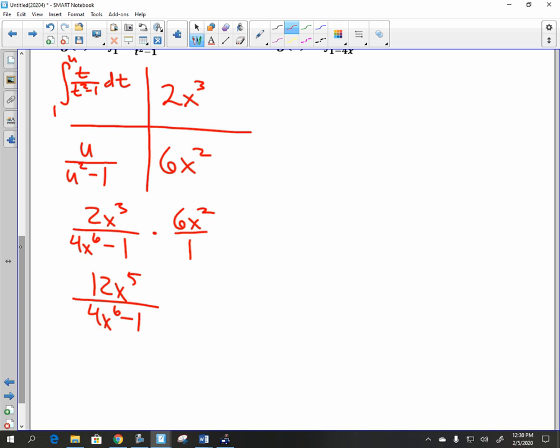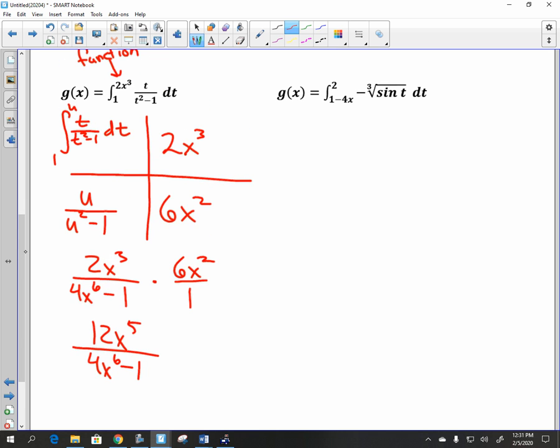We'll do one more, and then you have a half an hour to work on your assignment from yesterday. All right, let's see if you notice. What's the first thing you notice? Okay, the bottom, so they need to switch, don't they? So I switch that, and I get integral 2 to 1 minus 4x of cubed root of sine of t dt.